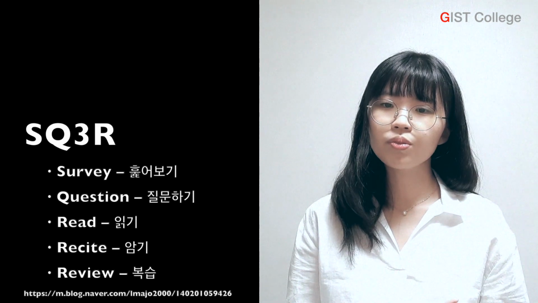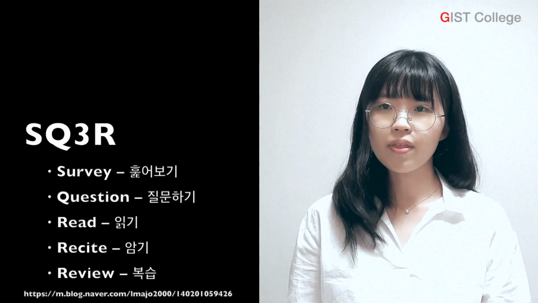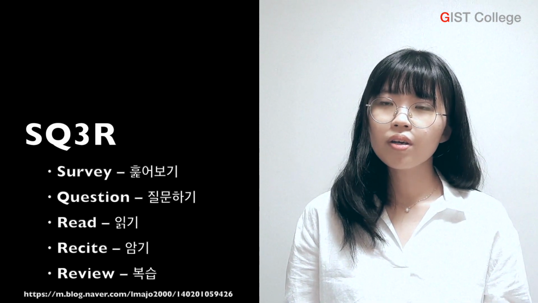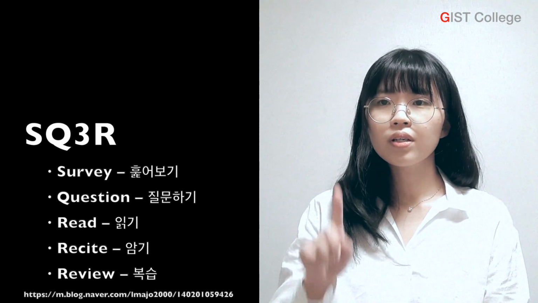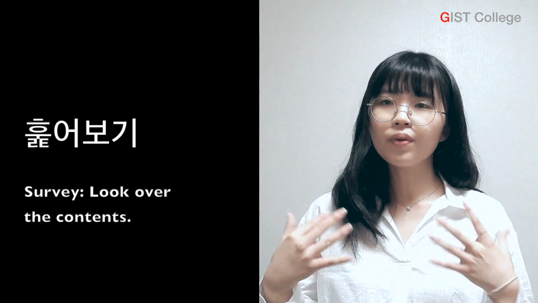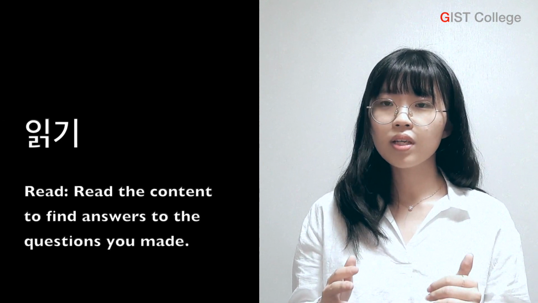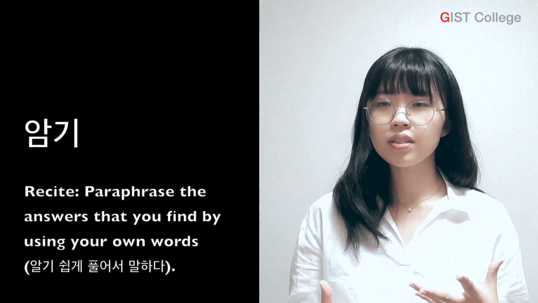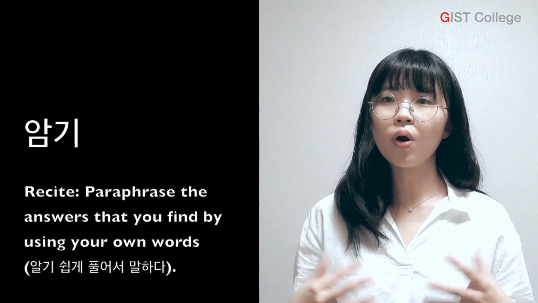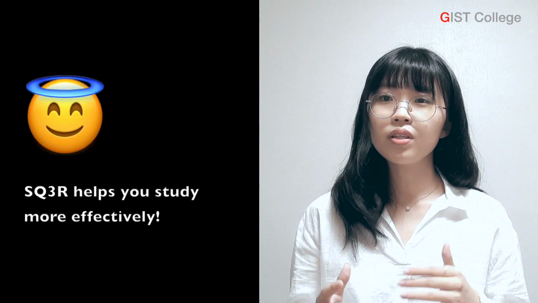I also recommend you use the SQ3R study method. SQ3R is an abbreviation of survey, question, read, recite, and review. This is how to do it. Look over the contents and make questions, and read the contents to find answers. Next, paraphrase the answer obtained in your own expression. Then, review. SQ3R helps you study effectively.